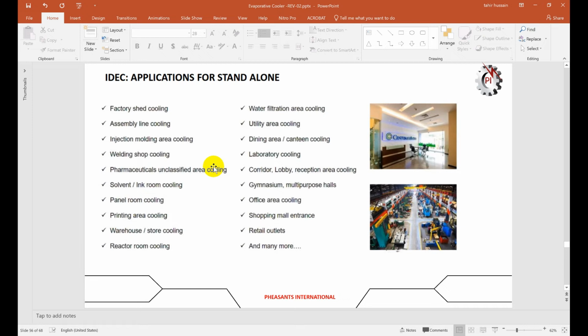Where there are more people, IDEC is a better option, because the oxygen level is maintained and more fresh air is supplied. In the dining and kitchen areas, if you take the return air, the food smell will circulate through the whole dining area. So IDEC is more preferable in dining and kitchen areas too. These are the pages for the IDEC applications.